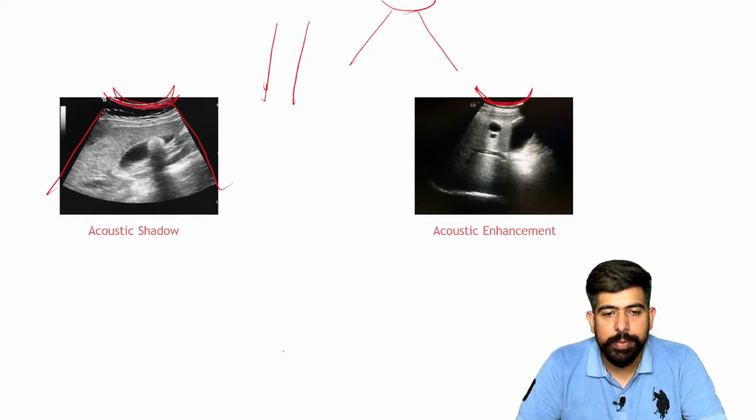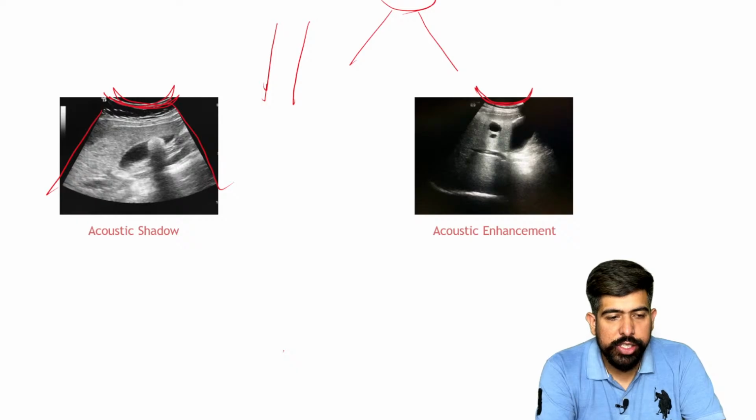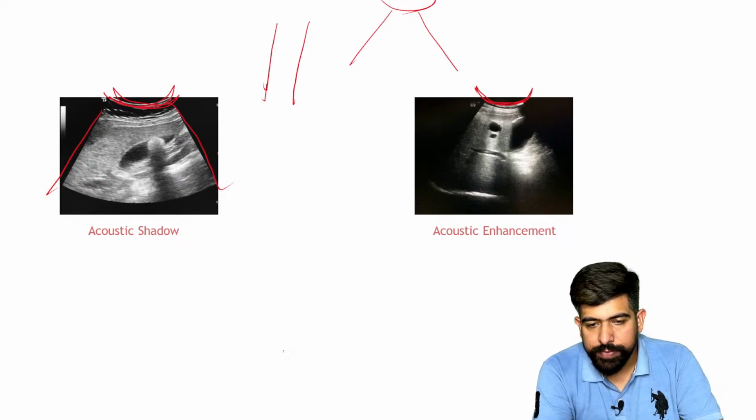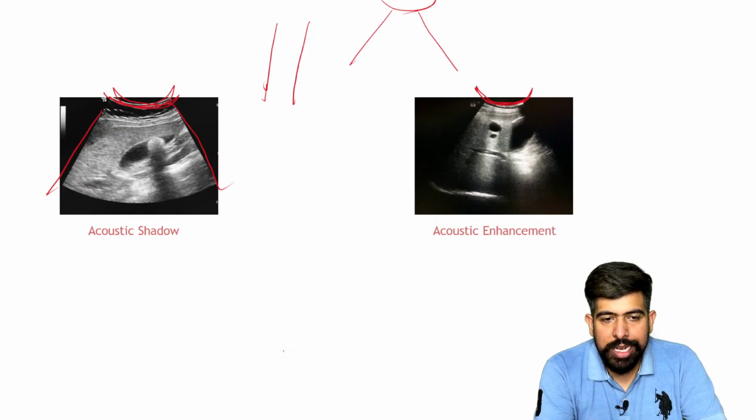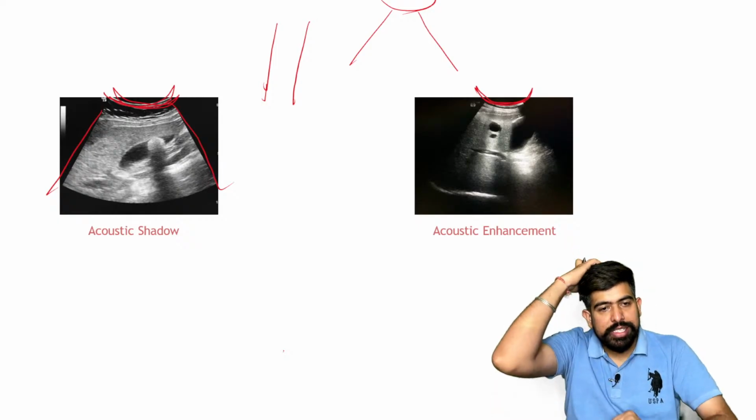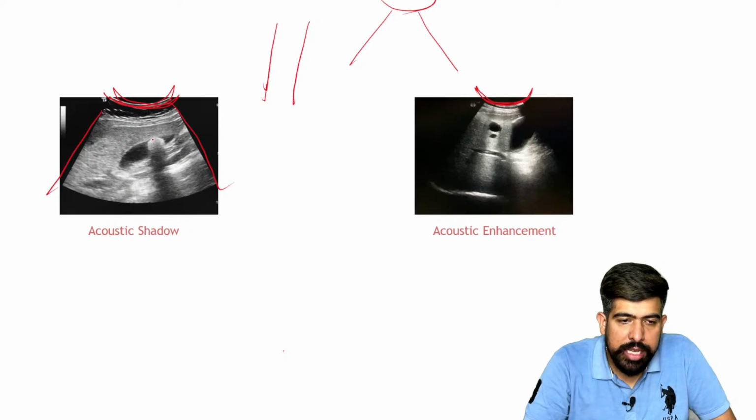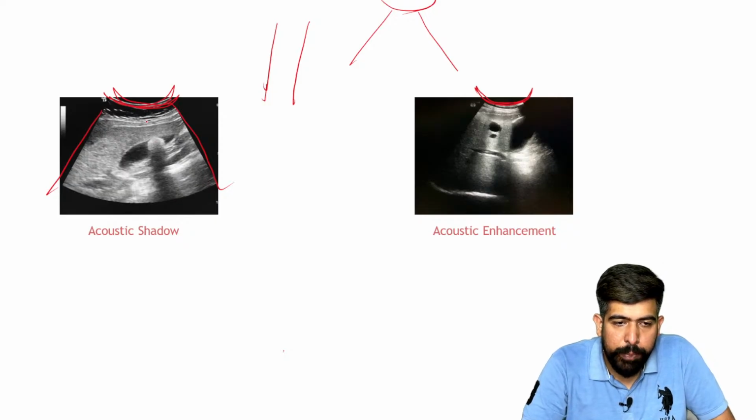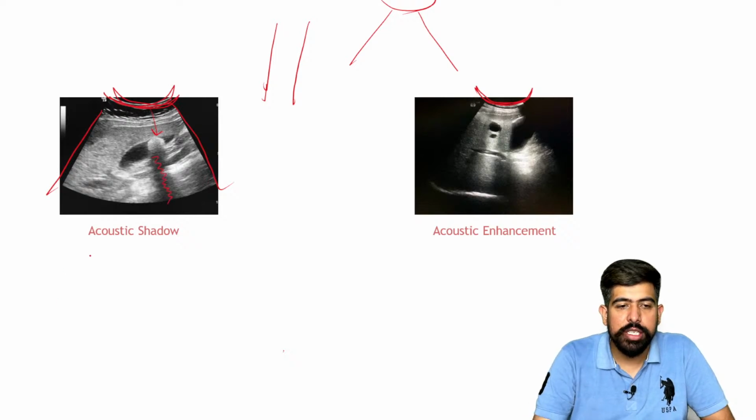Now in both of these, two images are given: acoustic shadow and acoustic enhancement, as we talked about. In this image, after passing through it, there is a shadow. So this is known as the acoustic shadow.